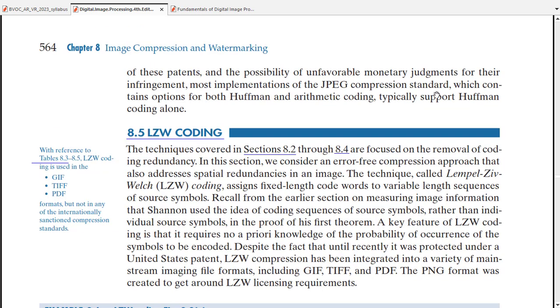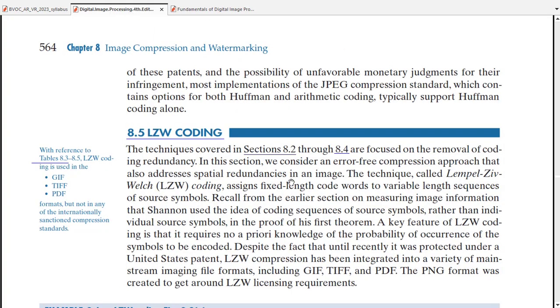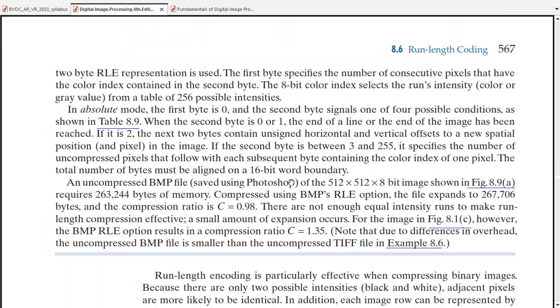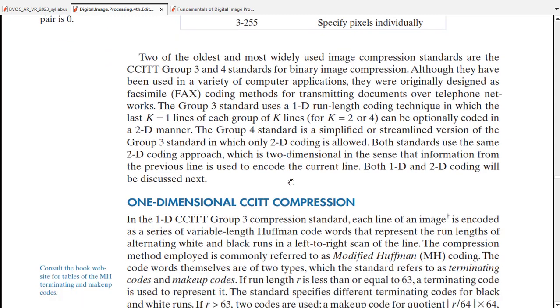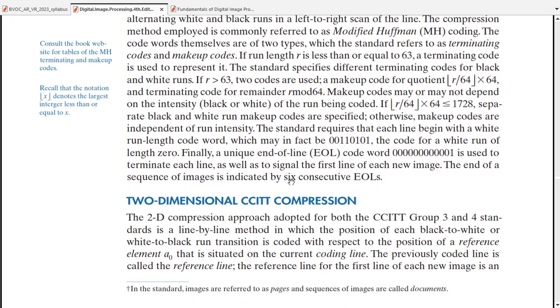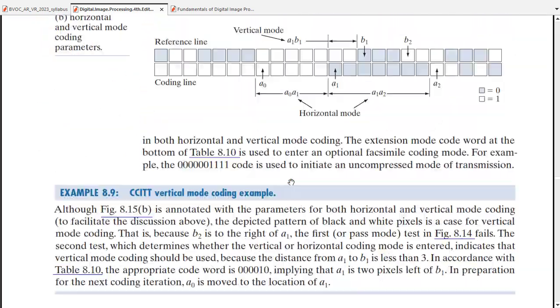So in this JPEG compression standard, which contains the option of both Huffman and arithmetic coding, typical support comes from Huffman coding alone. And the next coding format is wavelet transformation based coding. So many coding methods are there, and there are three important formats of compression: the Huffman and arithmetic coding, and then finally the wavelet coding format.